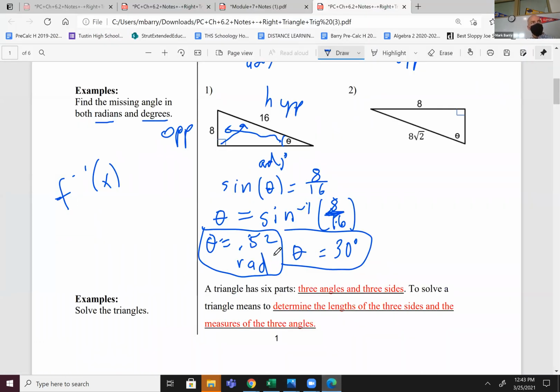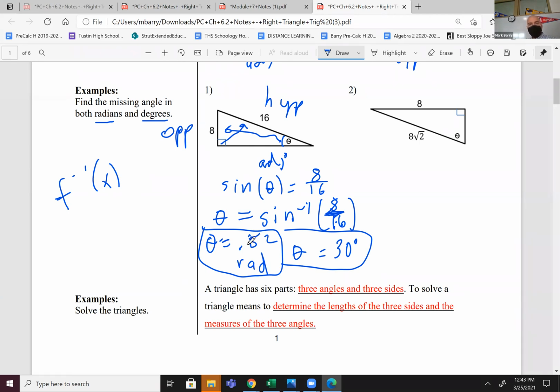So these two answers are actually the same. It's just different units of measurement. It would be like if the answer was 6 feet, and I said 6 feet or 2 yards. They mean the same thing, just using a different unit of measurement, okay?